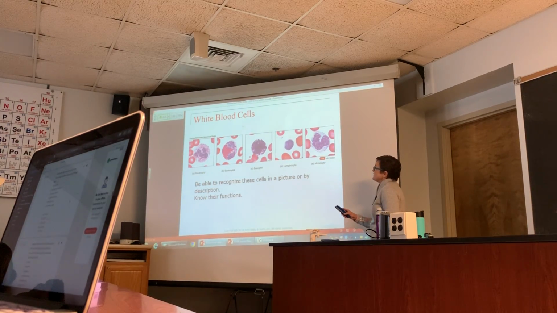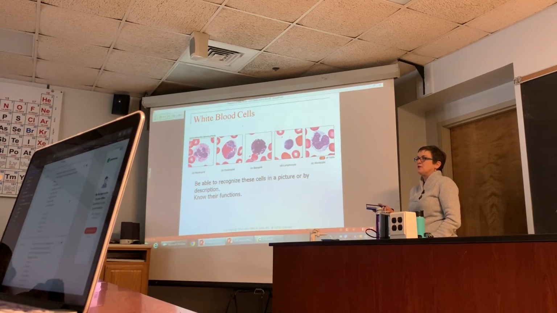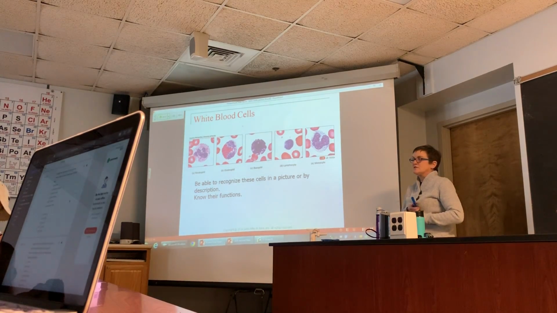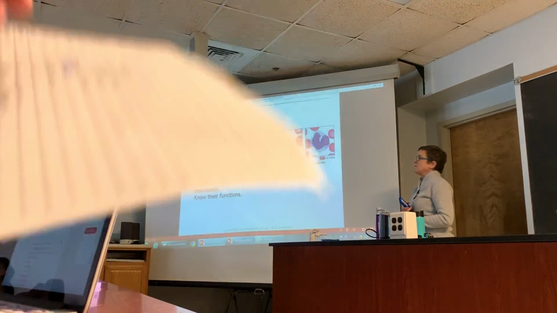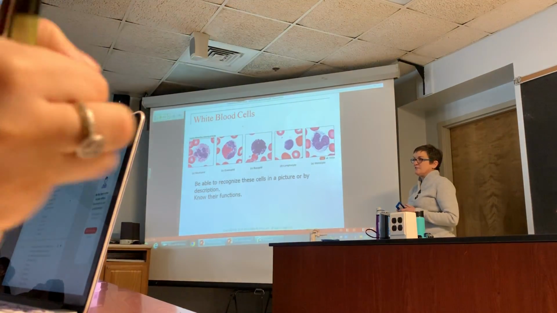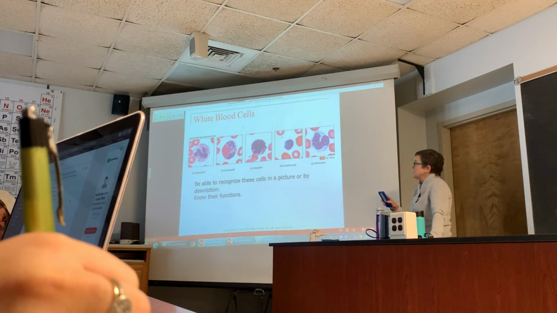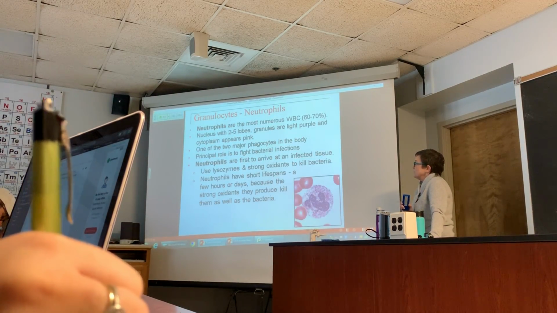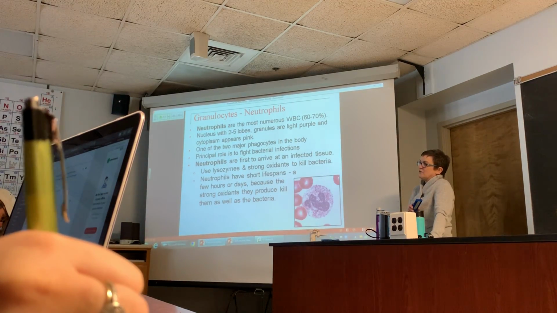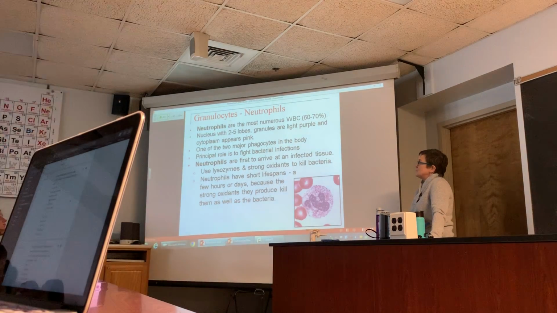You should be able to recognize from a picture which one is which, or by a description. I may put a description of it based on nucleus shape and the staining of the granules, or the staining of the cytoplasm, or I may show you a picture, or I may do both. And also know their functions, which is even more important. So be sure you study the picture as well as the descriptions of these white blood cells. The first one we're going to look at is the most common one, and it's a granular one. So we're going to start with the granular leukocytes or granulocytes. Neutrophils.